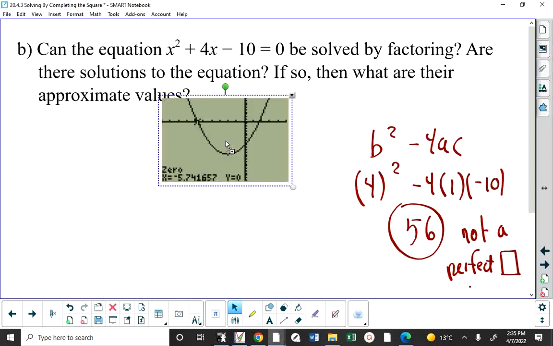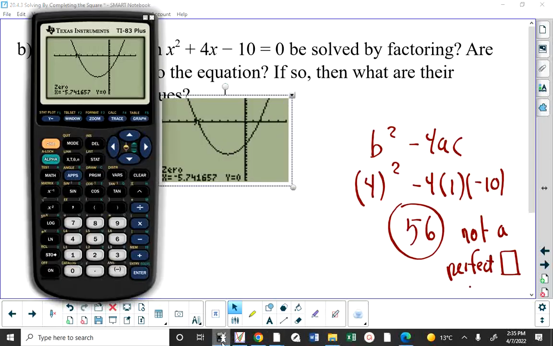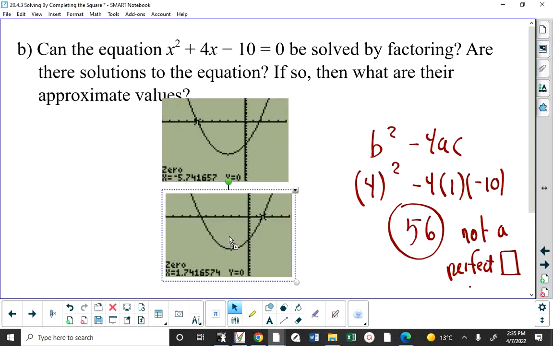There is one of the solutions. Here's the other solution. So there are approximate values, and you can write these down. I don't need to write them again. Their approximate values are negative 5.74 and positive 1.74. It's interesting that the decimals are the same in each of these. Any questions with B?